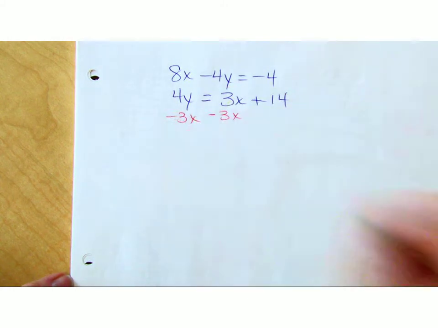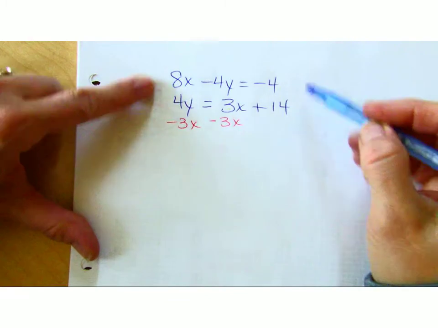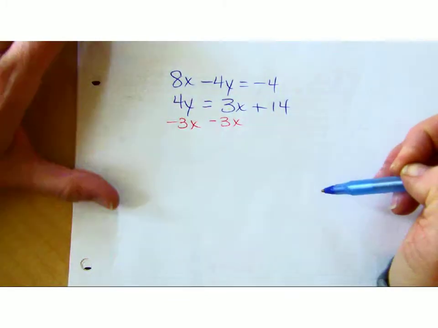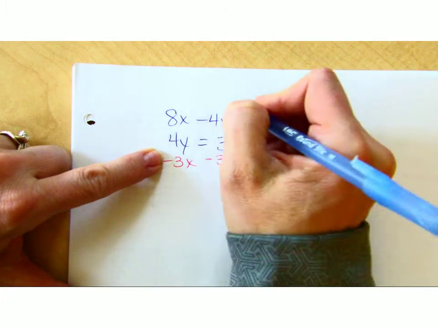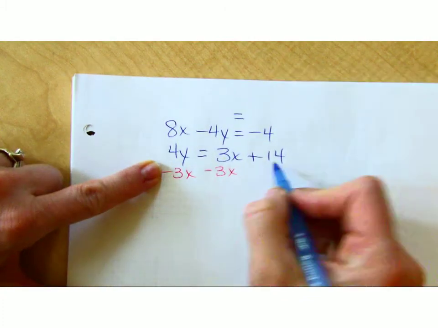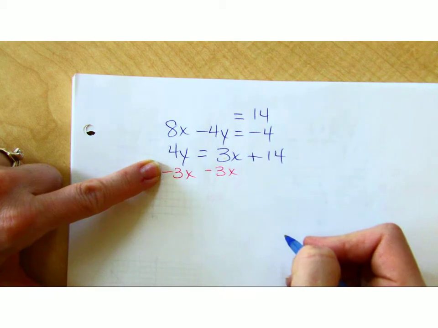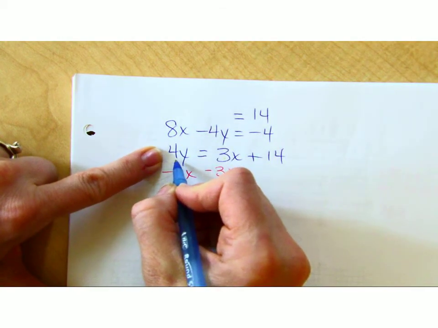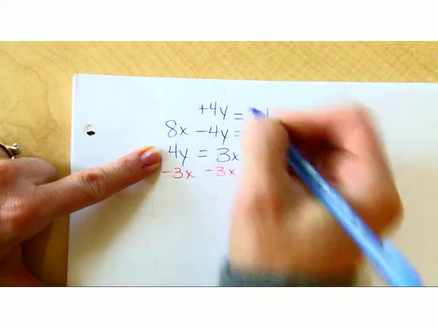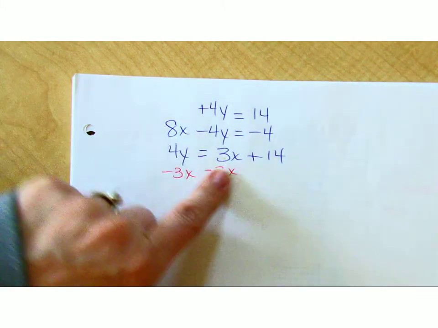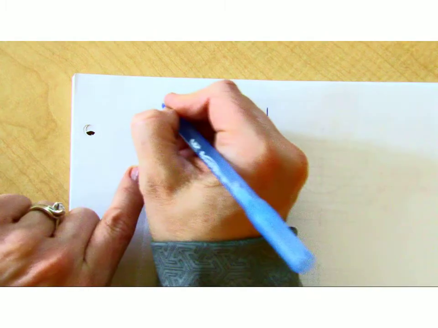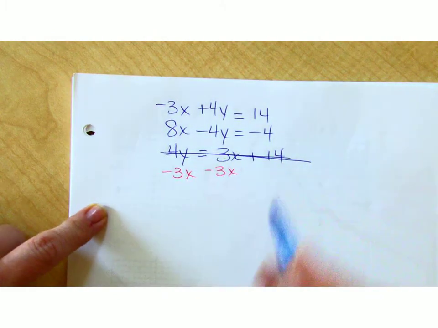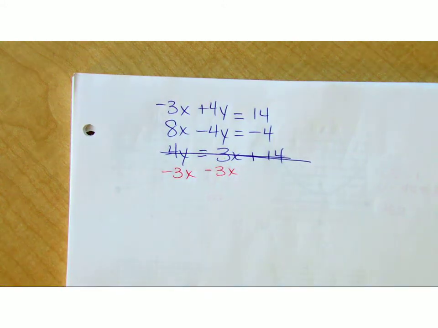And then you know what I want to do? I'm going to rewrite this new equation above this one, because this one's going to be done in a minute. I just want them lined up. So I'm going to put my equal sign here. My 14 was in the right spot. My 4y was even on the right side of the equation, but it was kind of in the wrong spot, so I'm going to line it up with my y. And then this negative 3x came over, and I'm going to line it up with that. I am then going to cross out the equation that I don't need anymore.